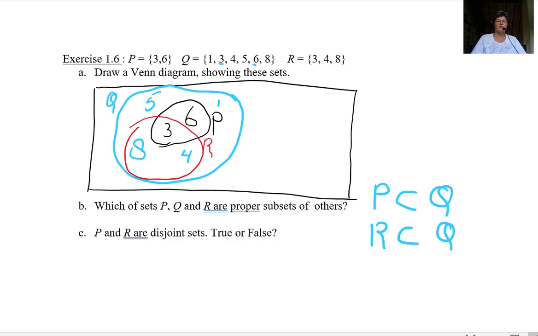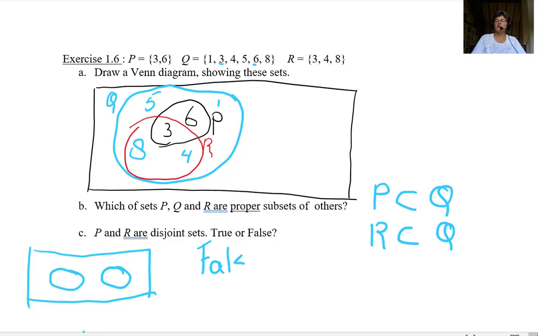Then C, P and R are disjoint sets. Is that true or false? Well, if we remember what disjoint means, we need to be able to draw the sets completely separate from each other. Well, that's not the case. We have element 3, which is in P as well as in R. So this statement is false.